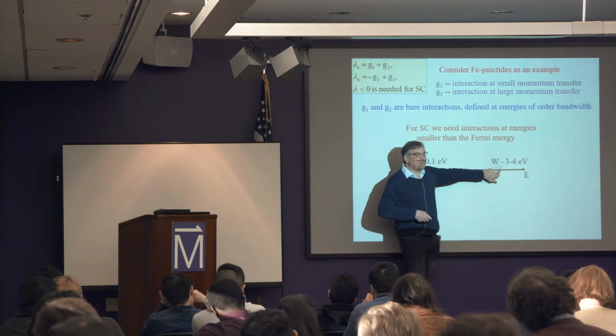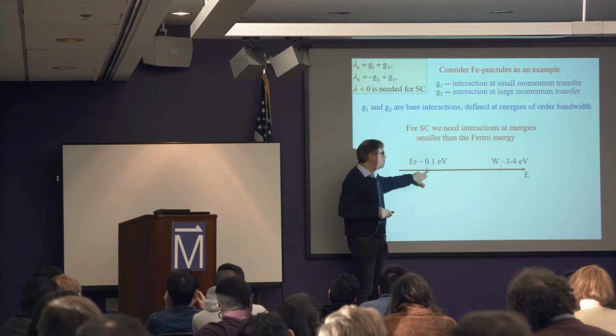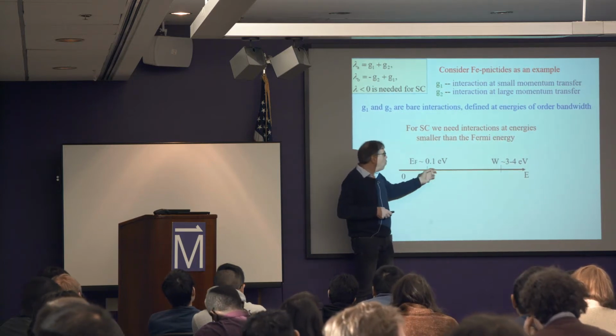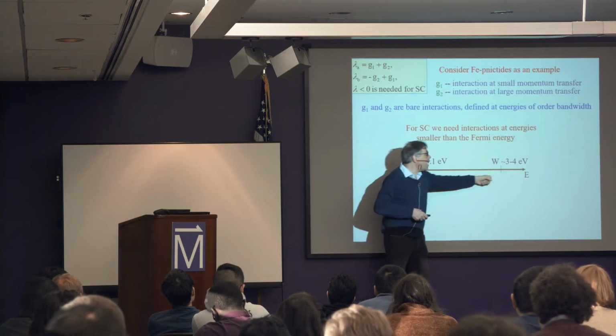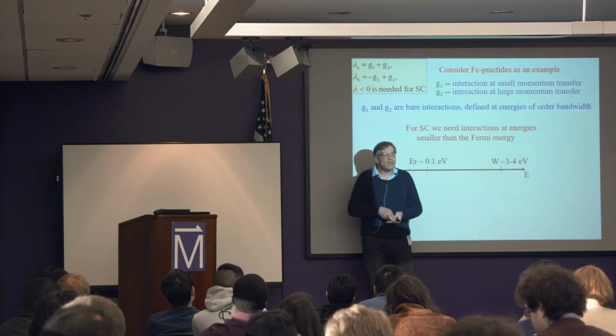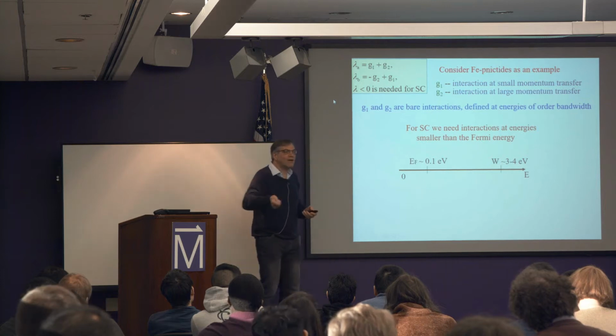This is where you define terms in the Hamiltonian. This is your bare interaction. This is what you need. You need interaction at this scale. So what happens? When you want to know what happens with the physics here, you need to integrate out contributions from fermions in all this range. When you integrate these contributions out, then they change your interactions.